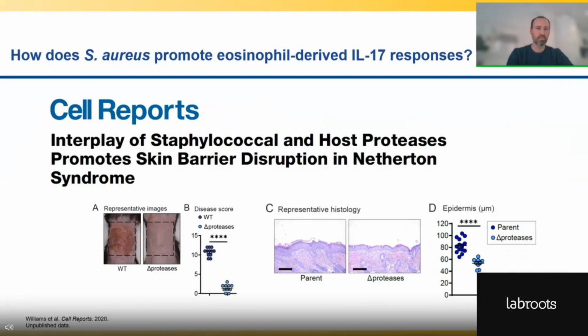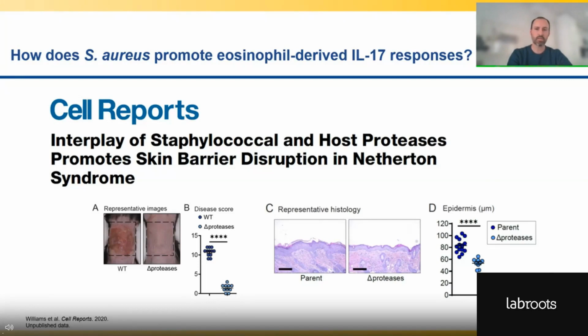Although we found the host defense responses that were important for driving skin inflammation in our atopic dermatitis model, we want to understand what role Staph aureus played in driving this skin inflammation. And we got a hint from a previous report by the Richard Gallo group that found that Staph aureus proteases were important for driving skin inflammation.